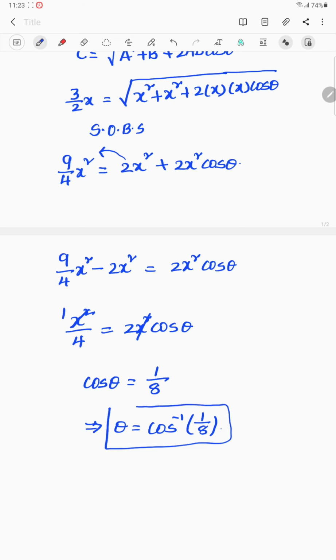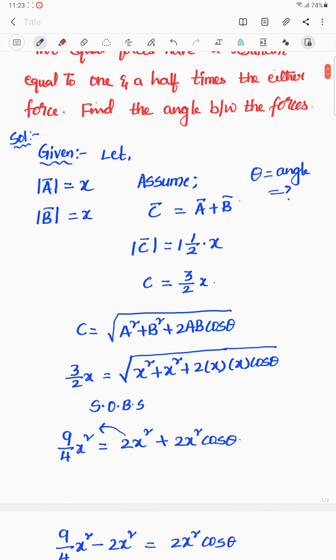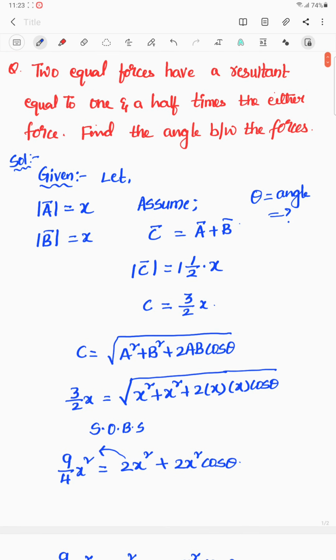The most important thing over here is you must be able to understand the question. So you have to read twice whenever you get into a confused state. See, two equal forces. So two forces are there and they are equal in magnitude, and the resultant is 1.5 times either force. Either force means you can take A and B. So the important things in this problem are these two, the assumption, and the next one is writing the steps perfectly.